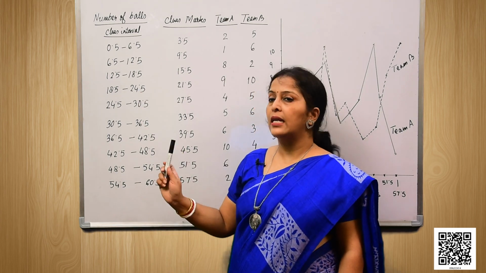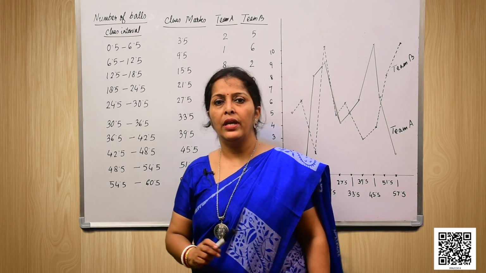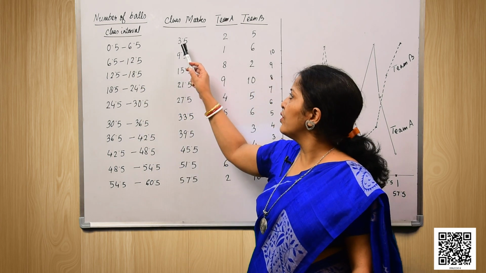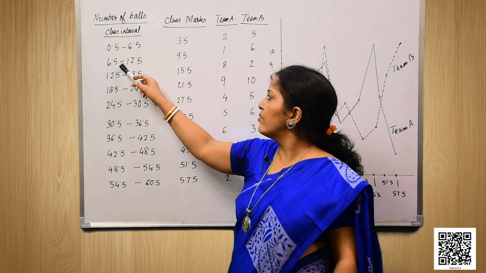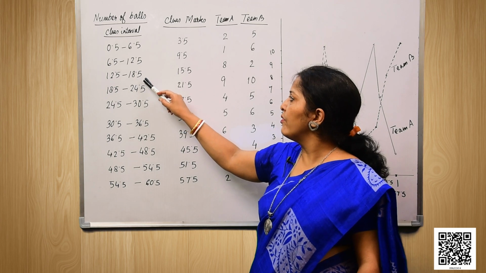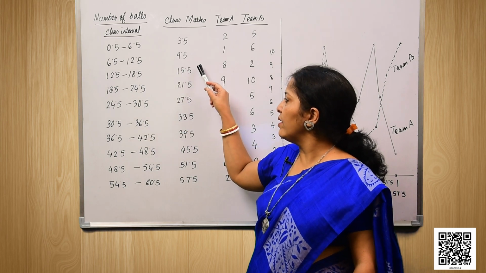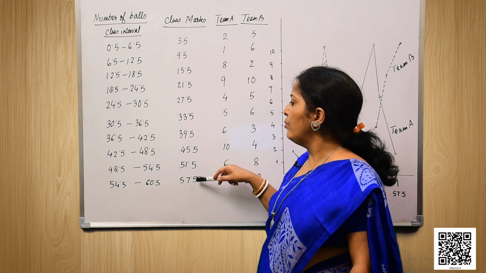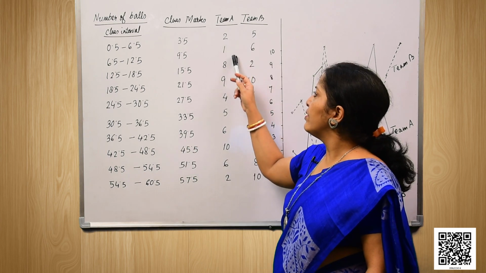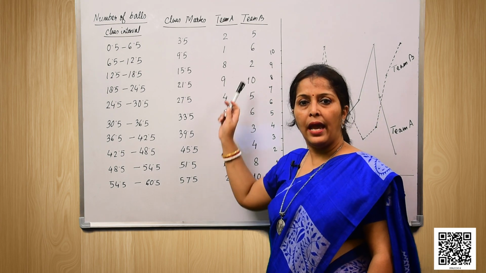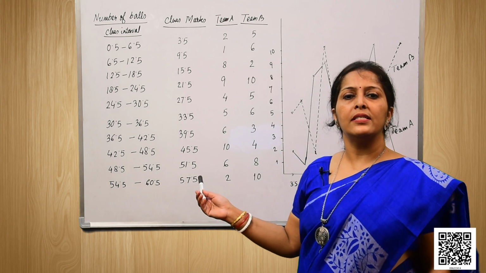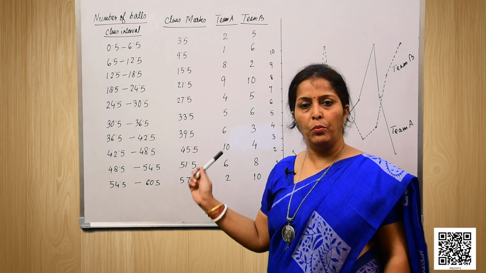According to this, the class mark, that is the middle value, in between them is 3.5, the class mark for this is 9.5 and for 12.5 to 18.5 we have 15.5 and so on. We do the same manner for all the class intervals. Then we have the frequencies for team A and team B, which is already given in the question. Now let us see the frequency polygon of both the teams.